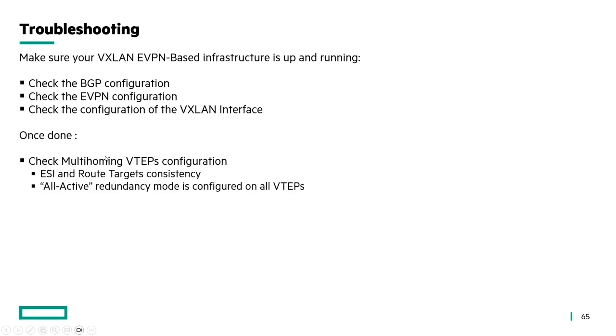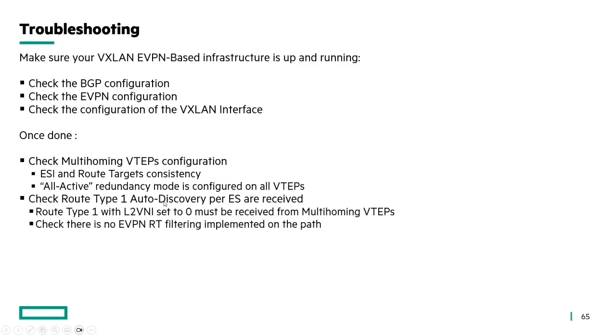And once done, so this is some of the specific troubleshooting related to multi-homing. So you want to check the configuration, but more specifically, you want to check the ESI and the route targets are configured consistently. And as we mentioned, only all active redundancy mode is supported. So make sure that's configured on all the VTEPs.